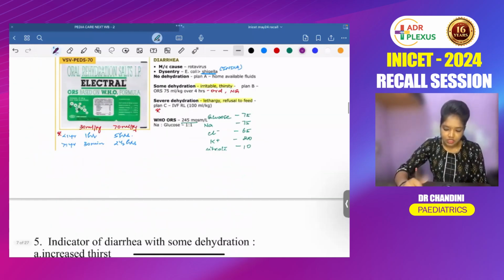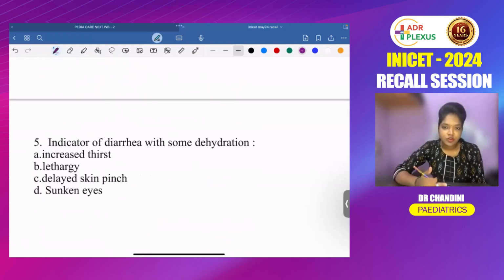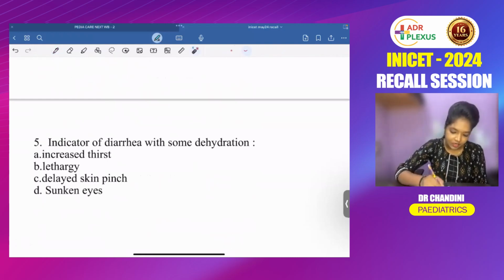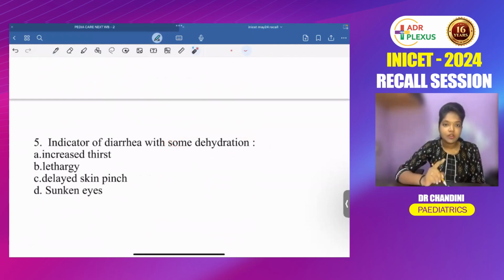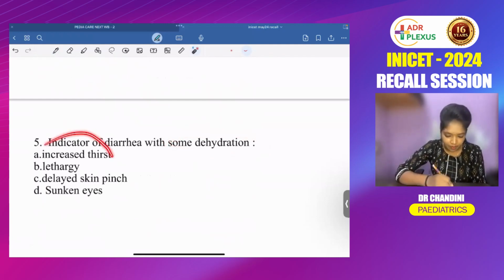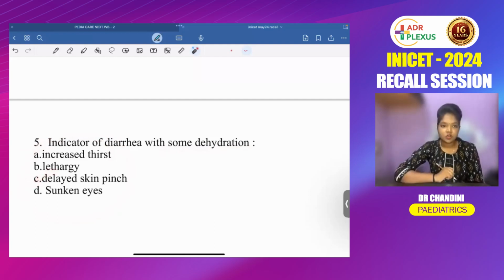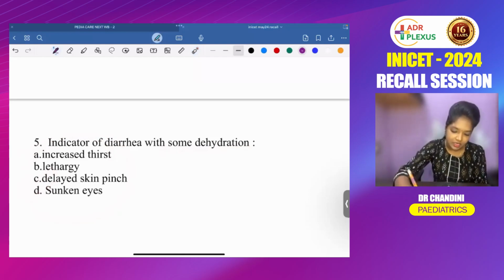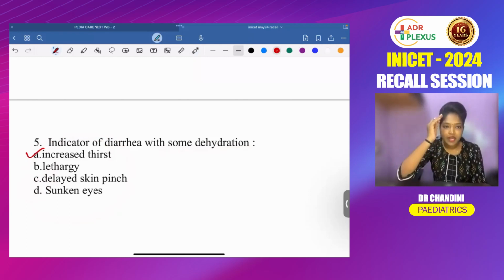Okay. So now moving on to the next question, which is also from diarrhea. So here the indicator of diarrhea with some dehydration. Here you have to select only one option. Among these options, which is the best indicator to say that the baby is having some dehydration. Just now we discussed increased thirst is present, delayed skin pinch is present, sunken eyes is present. Among these three, which is the best indicator? Increased thirst. Because skin pinch will be delayed in both some as well as severe.